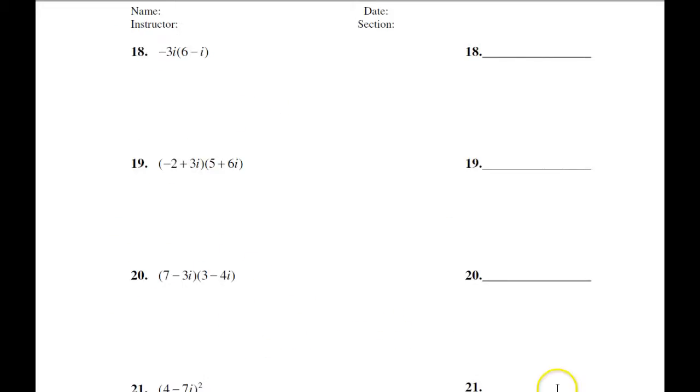Working these now, we're going to distribute, watching the signs, a negative 18i plus 3i squared. But we know i squared is a negative 1. So this then becomes a negative 3 minus 18i. The proper way to put it in standard form.